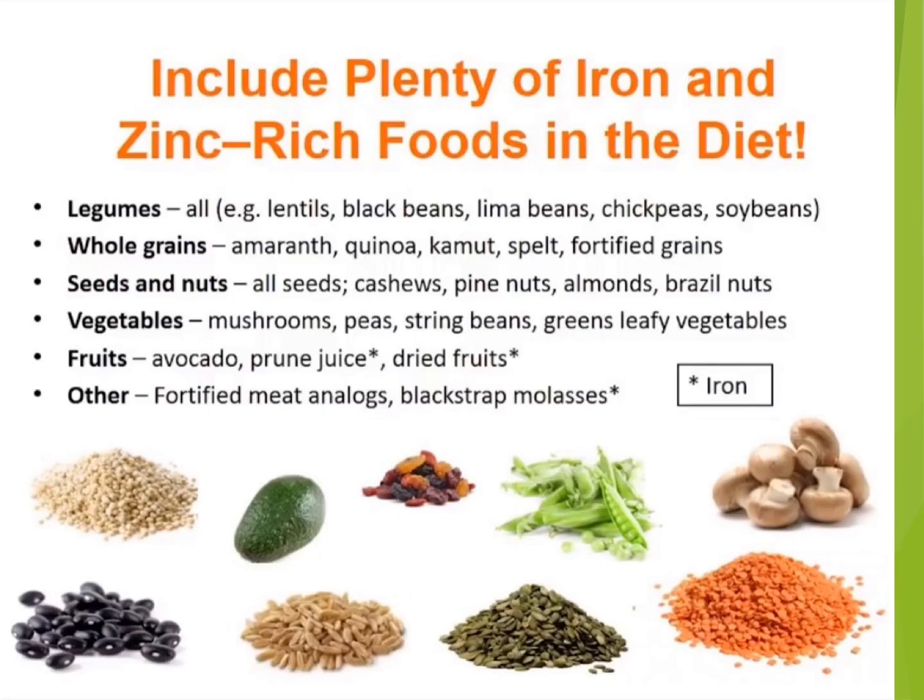So as you can see on this slide, there's a wide variety of foods that include iron and zinc that you can use to prepare your everyday meals. This includes legumes like lentils, black beans, lima beans, whole grains like quinoa, spelt and fortified grains, seeds and nuts like cashews, almonds, Brazil nuts, fruits like avocado, vegetables like mushrooms, string beans, and green leafy vegetables. So, of course, you can prepare a lot of meals that will include plenty of iron and zinc for your diet.